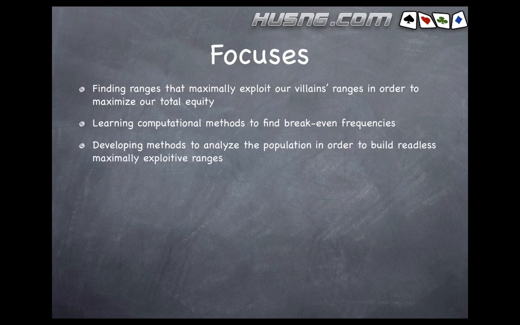Now, another of the major focuses is just developing methods to analyze the population. You hear a lot of talk about population tendencies, and a lot of people say population tendencies, but they haven't really studied them themselves. The idea is that if we actually go through and study the population and treat it sort of like a model villain and build ranges that exploit that model villain, that's how we get very, very profitable readless strategies. That's how we get readless, maximally exploitive ranges, because we maximally exploit the population. In order to do that, we have to develop methods to analyze the population.